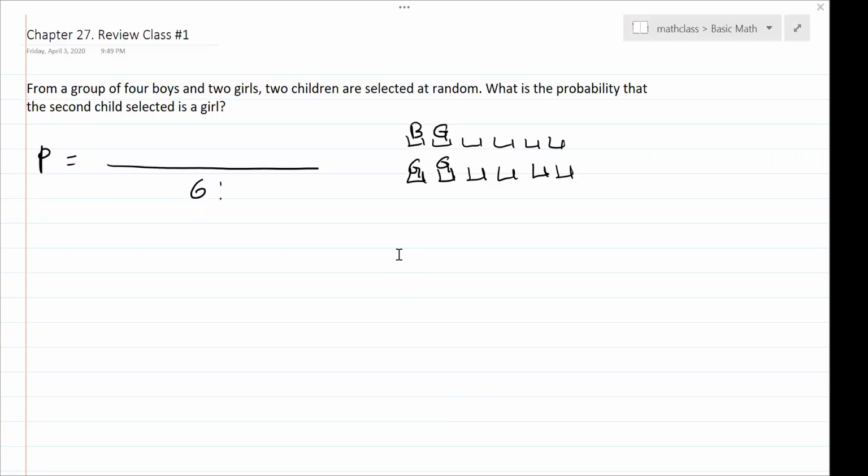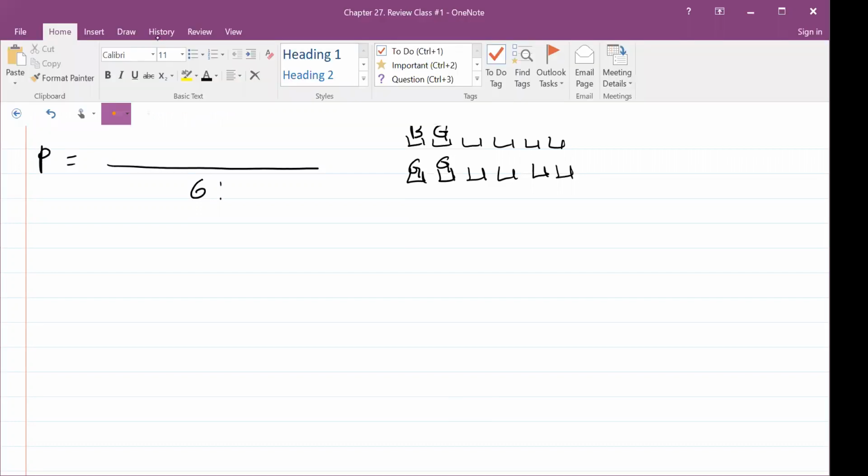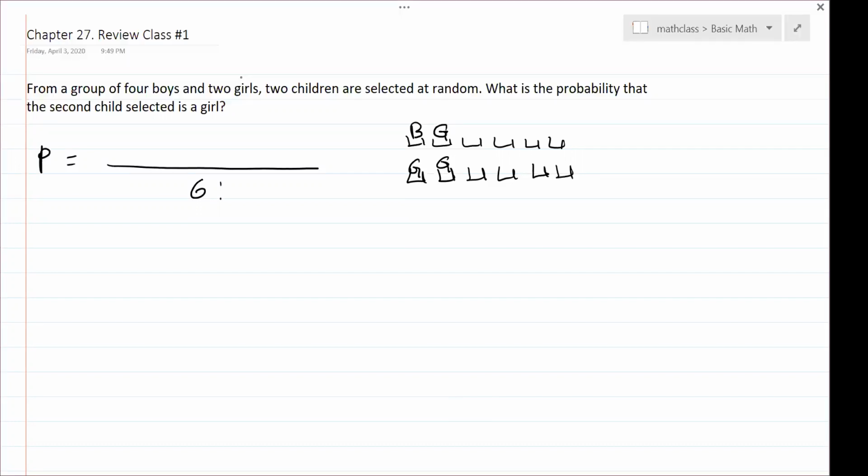So for the first pattern, either this or that, how many possible outcomes? There's a restriction here: the first one must be a boy. There are 4 boys, so you select one boy first. Step 1, that's 4. And then you put the girl in the second chair. That's 2, since there are 2 girls. If there were 3 girls it would be 3, but that's 2.